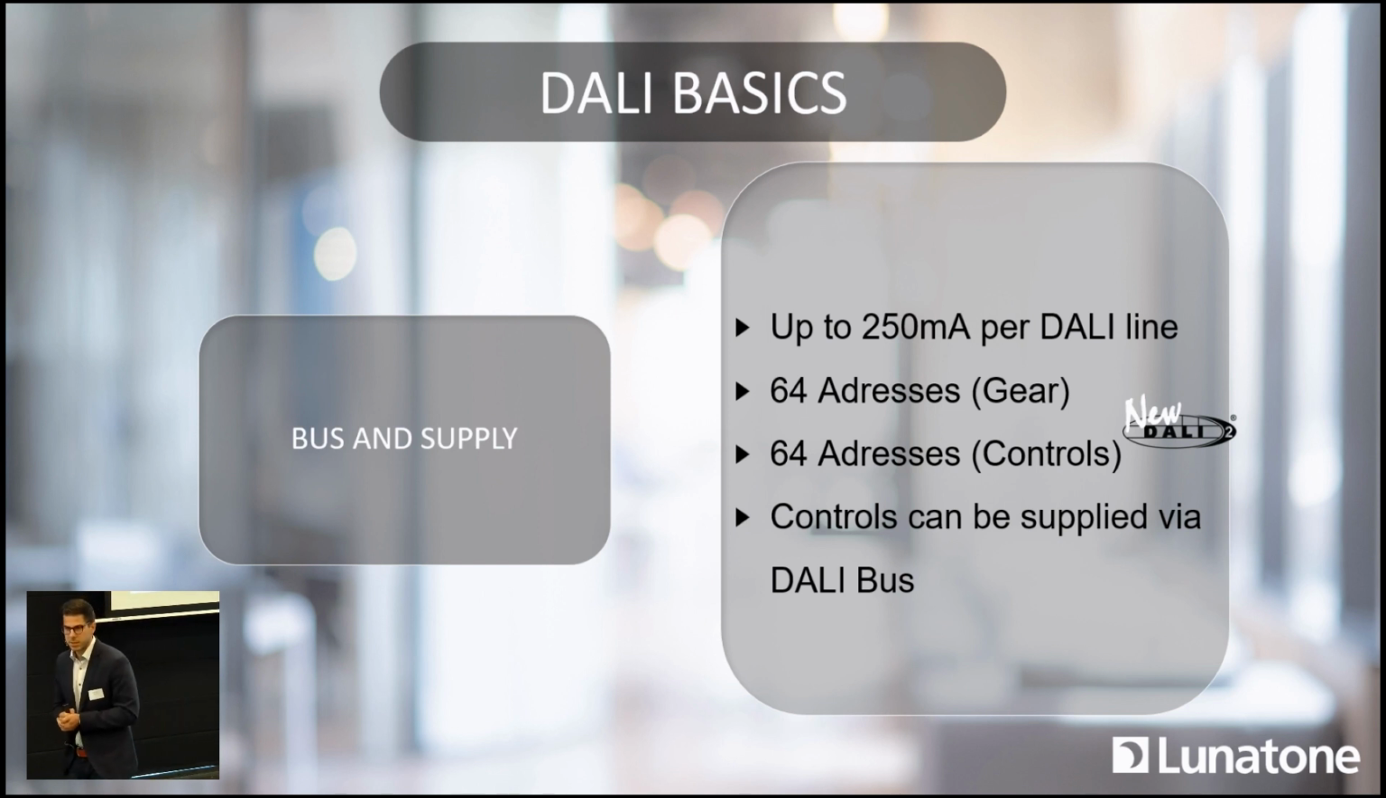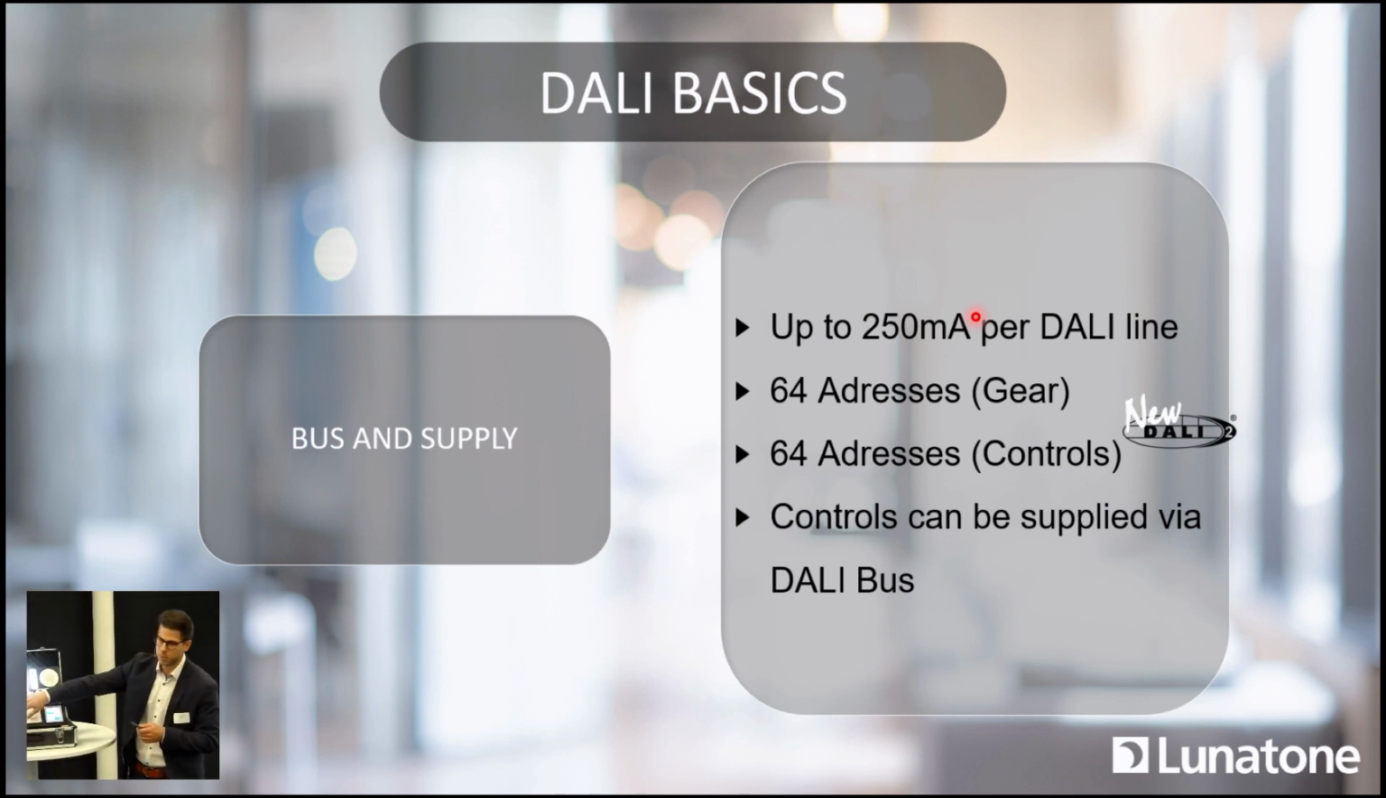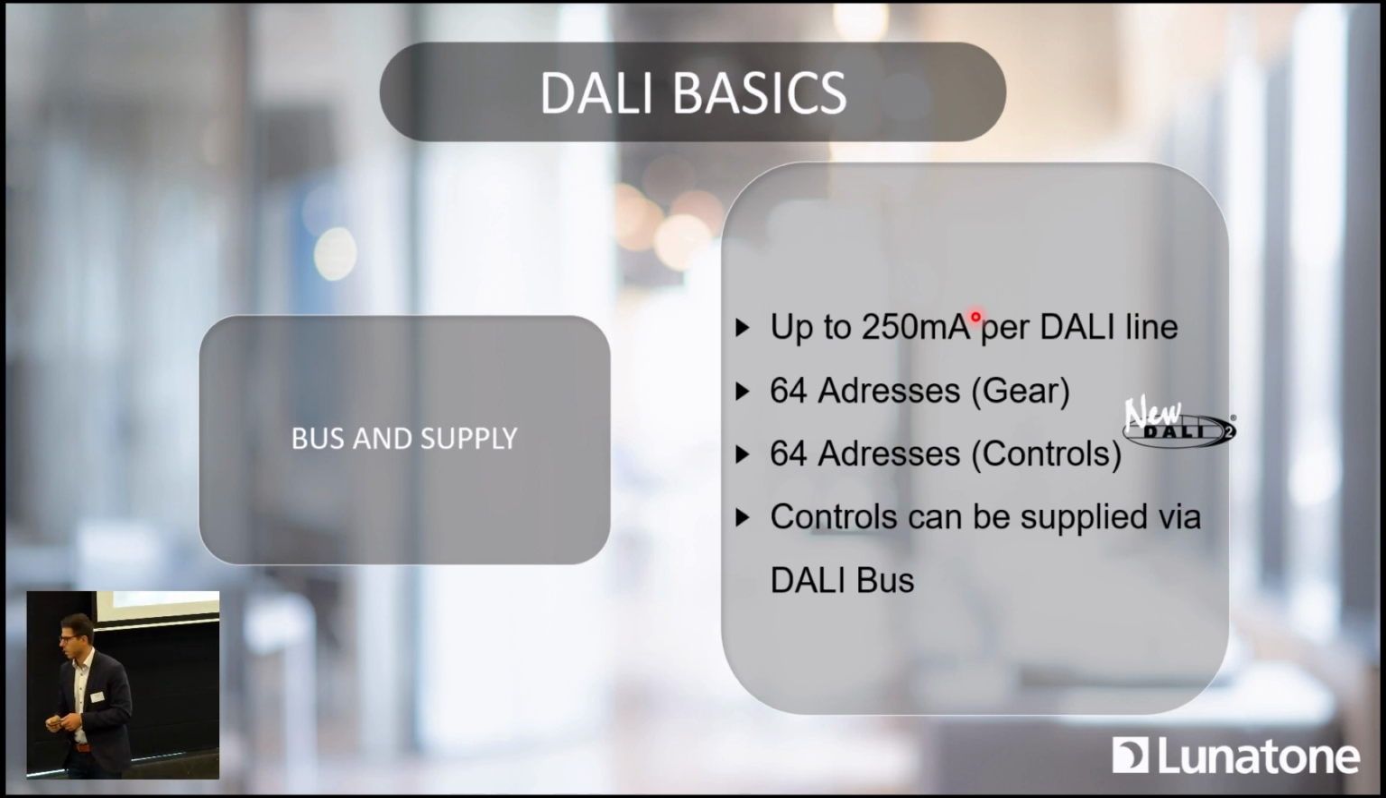You have 64 addresses available for gears. Now it's getting already exciting and new. With DALI-2, you get another 64 addresses, but that's only for the controls. So you can have 64 gears. With gears, I mean light fixtures or relays, also gears or actors. And additionally to that, 64 of controls, something like this, like input devices. They use a different address area, but you're going to see that in the software as well.